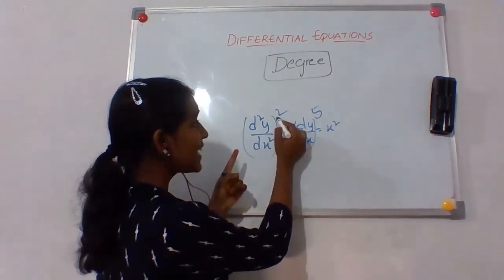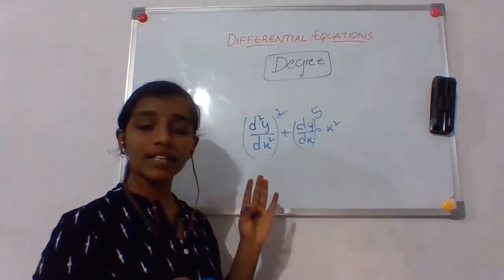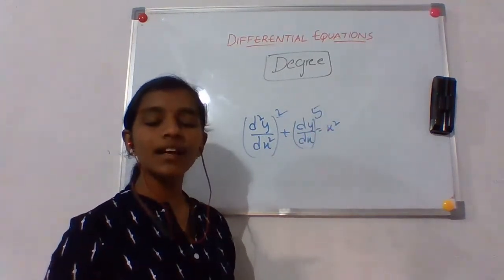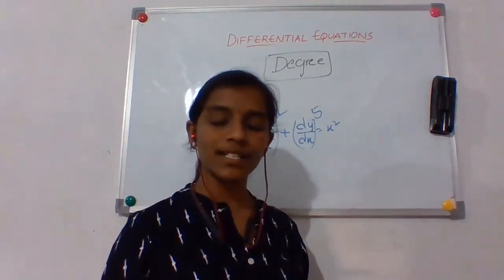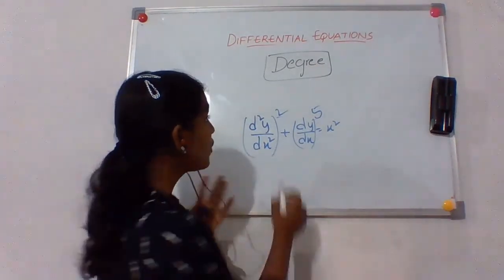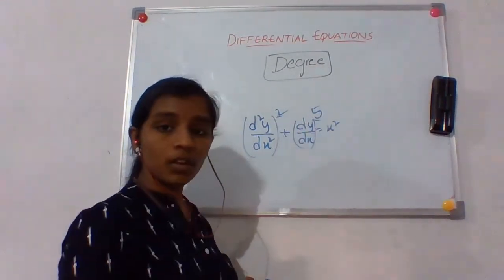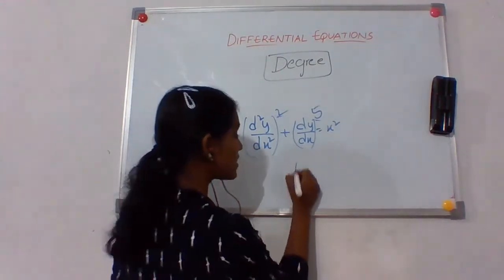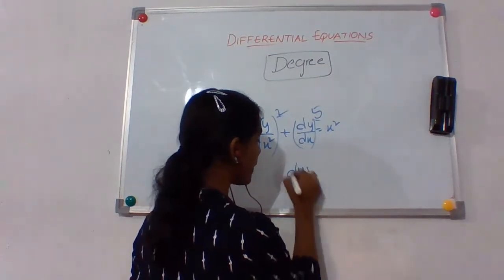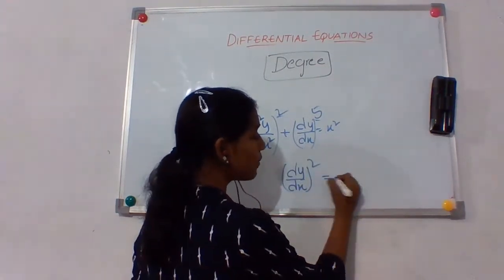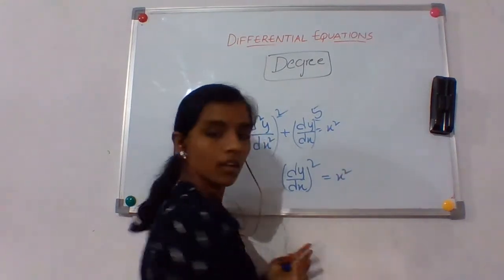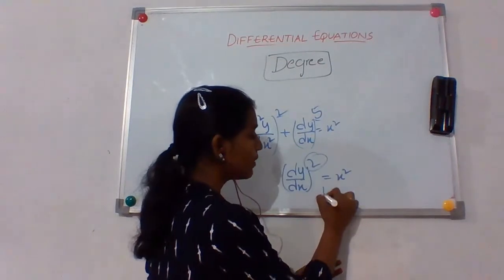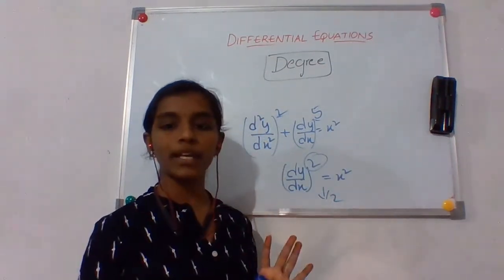So this thing is called the degree of the differential equation. The power of this differential equation is known as the degree of the differential equation. Understand? Now here I have 2 and I have 5 also. Then what do I take the degree as? If I have been given dy by dx whole power 2 is equal to x square, now I can tell that the degree of this differential equation is 2 without doubt.